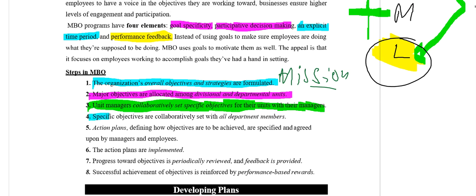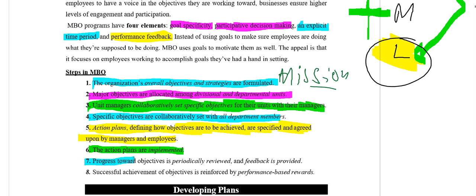Then specific objectives are collaboratively set with all department members. So we have also set the objectives. Then action plans defining how objectives are to be achieved are specified and agreed upon by managers and employees. So managers and employees mutually decide the action plan. The action plans are implemented, then low level management and employees start performing activities on the goals mutually decided.